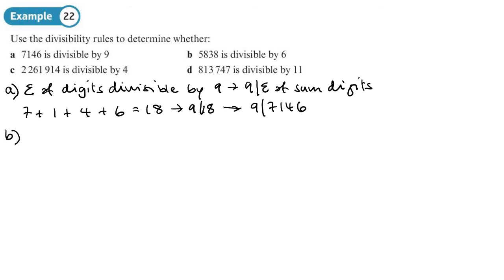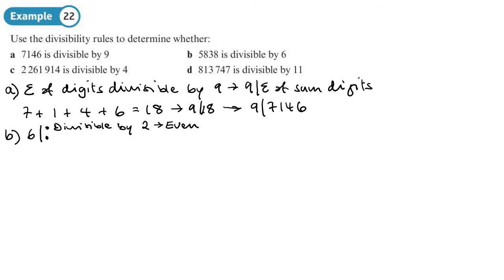So have a look at B. For B, a number is divisible by 6 if it's divisible by 2 and it's divisible by 3. So a number can be divided by 6, or 6 divides a number, if it can do both of these things. It's divisible by 2, which basically means that it's even.